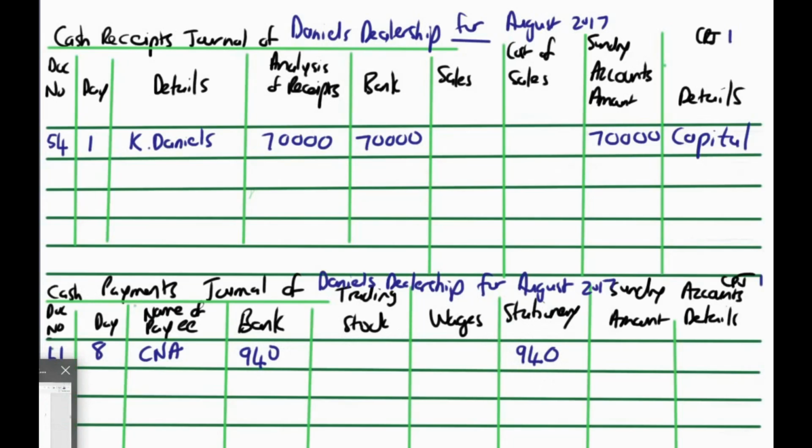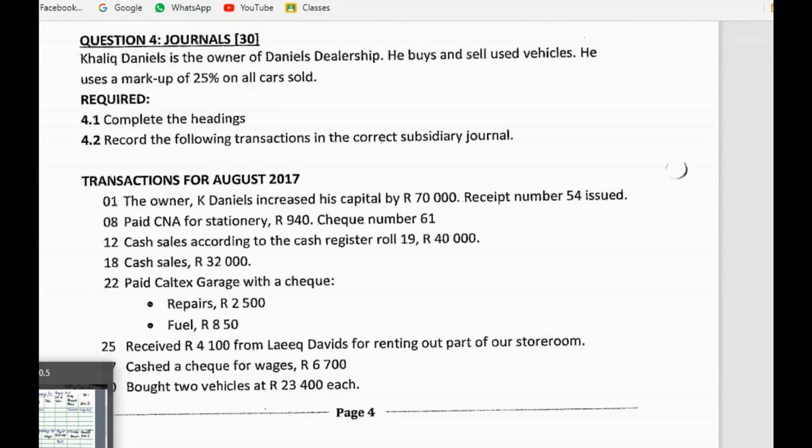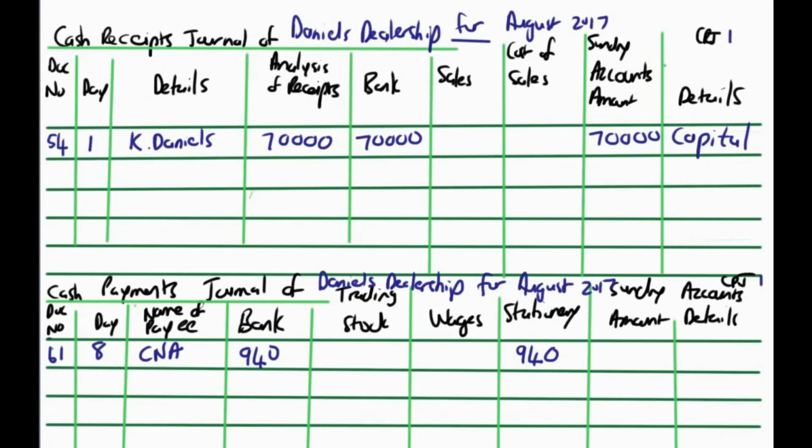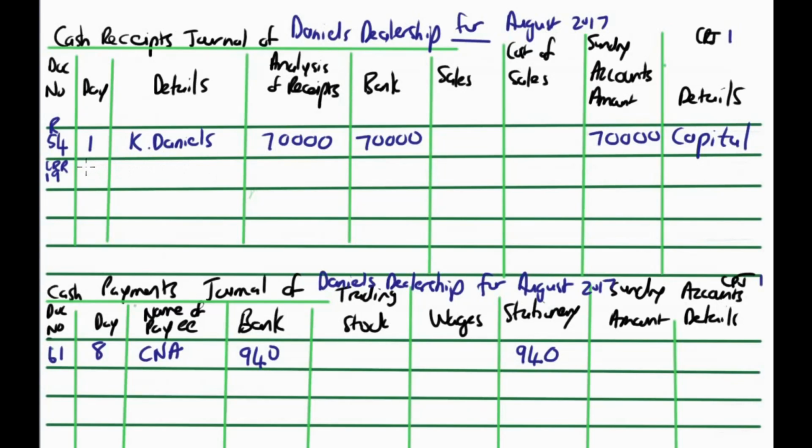Right. Next transaction. Cash sales according to the cash register roll was 40,000 Rand. Cash sales according to the cash register roll 19 was 40,000. So the document number there is 19 because I've received money. You can indicate the CRR 19, and over here you could have indicated R for receipt 54, but generally that's not such a big deal. But we've got here cash sales according to cash register roll. That's on the 12th. I was just looking for the date there. The date there was the 12th.